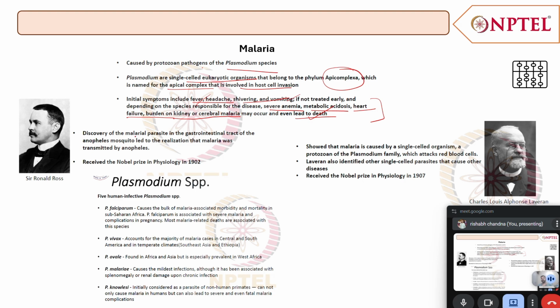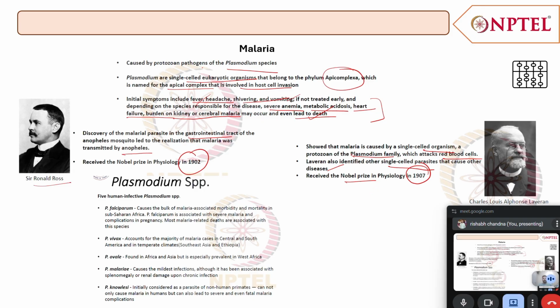So, the discovery of the malarial parasite in the gastrointestinal tract of Anopheles mosquitoes led to the realization that malaria was transmitted by the Anopheles mosquito, and this was studied by Sir Ronald Ross, who received the Nobel Prize in 1902 in physiology. Then, secondly, Laveran showed that malaria is caused by a single-celled organism, a protozoan of the Plasmodium family, which attacks RBCs. Laveran also identified single-cell parasites that cause other diseases, and he received the Nobel Prize in 1907. Okay, because at that time malarial research was top notch.